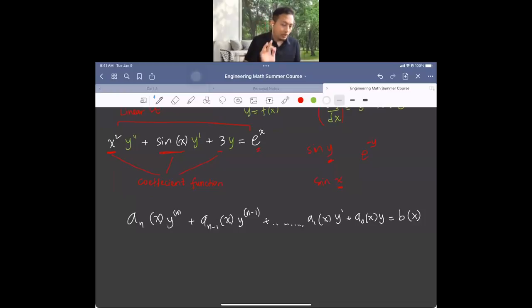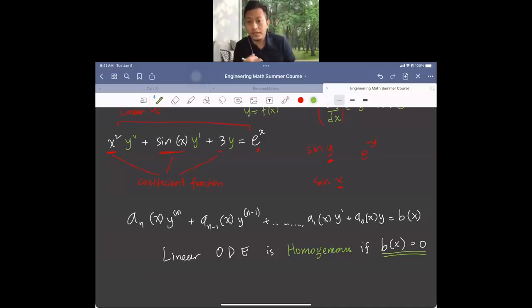Okay. We can tell these equations, we call them linear ordinary differential equations, and we call the term homogeneous if this b of x equals 0. We will learn more about homogeneous later on when we learn substitutions. But for now, let's just say that this is called homogeneous if the right side, the b of x, is equal to 0.